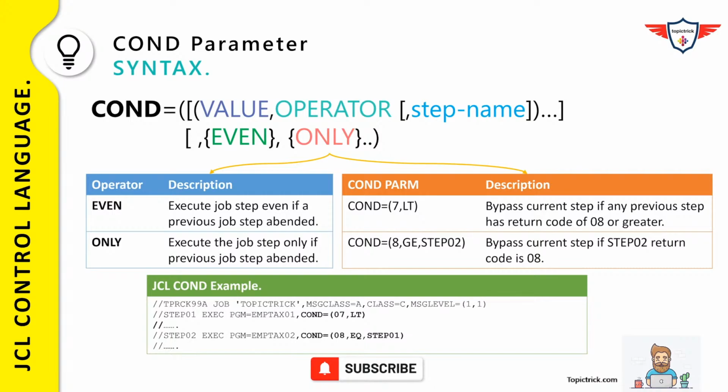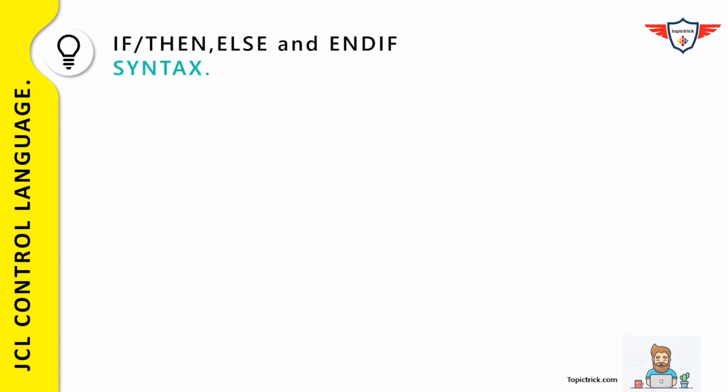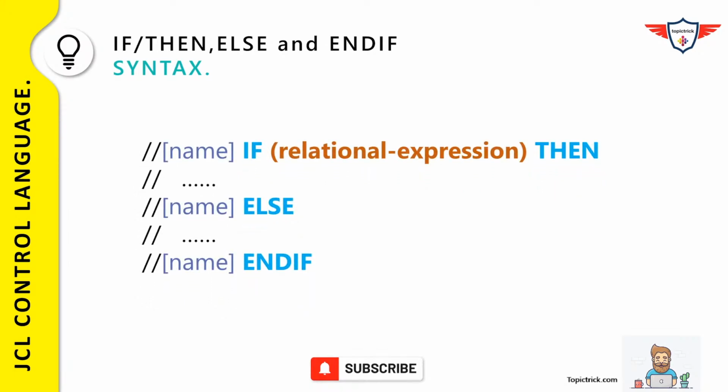But because it is awkward and confusing for the programmers, the later version of the operating system added 3 JCL statements that work together for the purpose of conditional processing. And these statements are IF, THEN, ELSE, and ENDIF. Now let's try to understand how you can use IF THEN ELSE statement to process job steps conditionally.